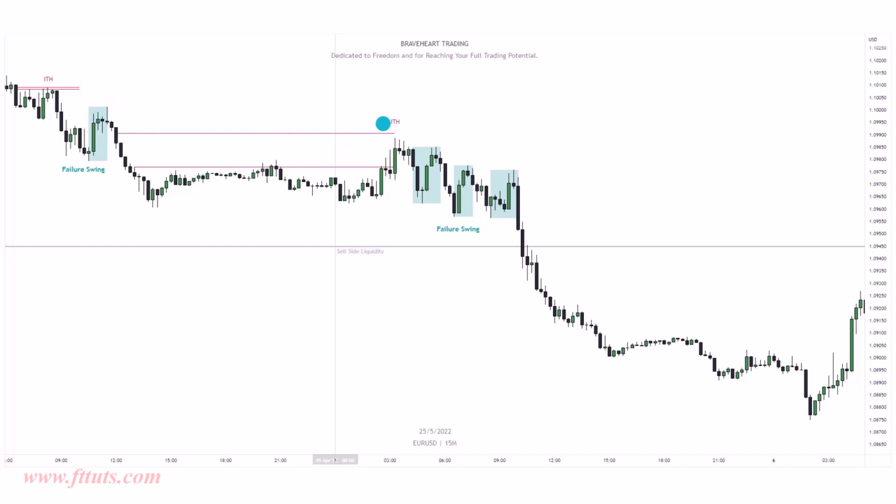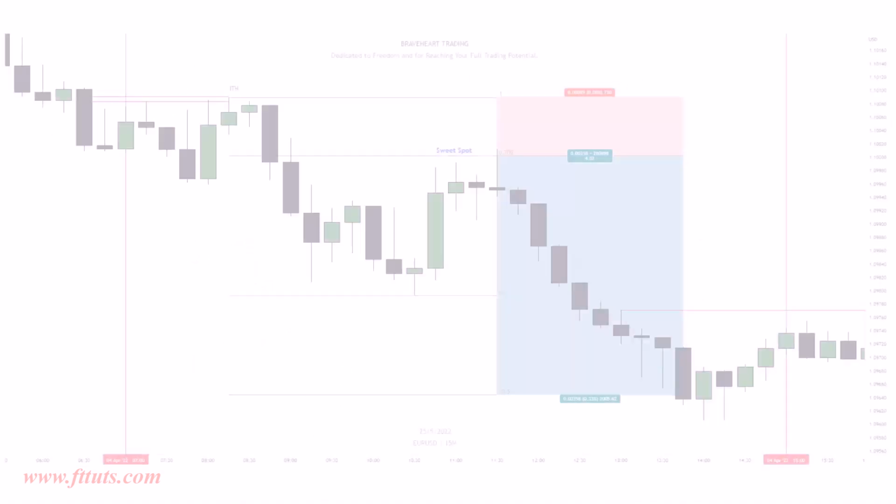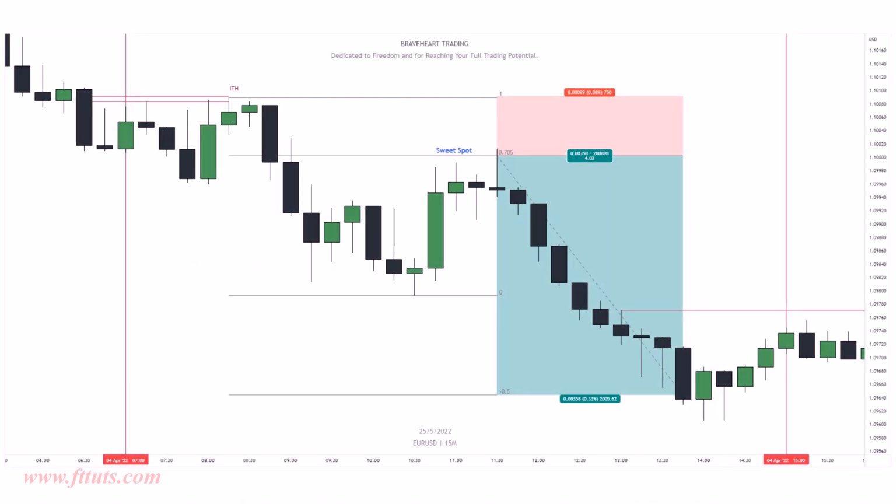So here we have another intermediate term high that breaks down and takes out a short-term low. Retracements are opportunities for us to take action on. Once again, this failure swing here, we want to take action on that short-term high. Failure swing here, we want to take action on that short-term high. So what would that look like?